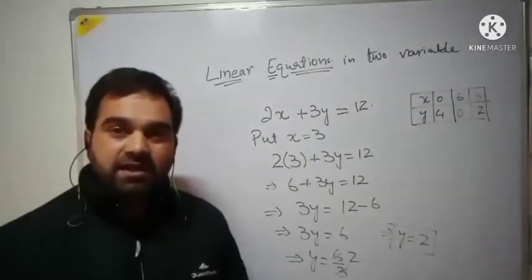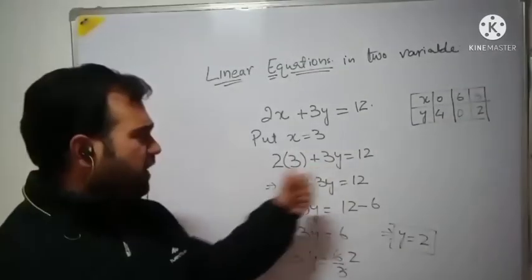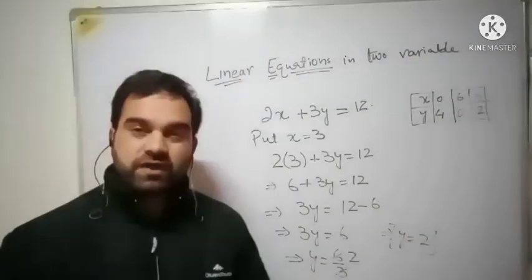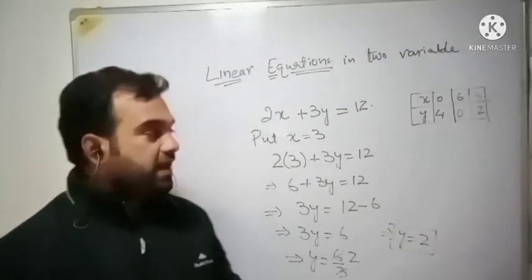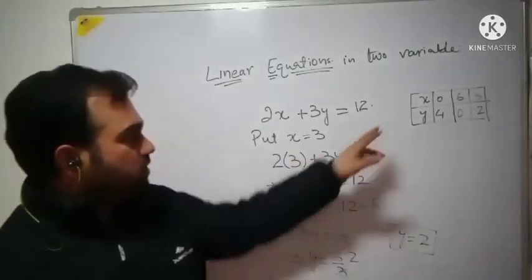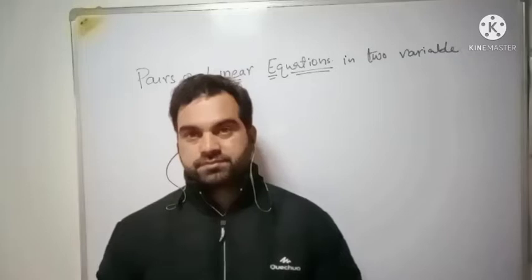Similarly, we can get an infinite number of points. We can substitute an infinite number of values for x, and for each value we will get a value for y. Therefore, there are an infinite number of solutions to a linear equation in two variables.